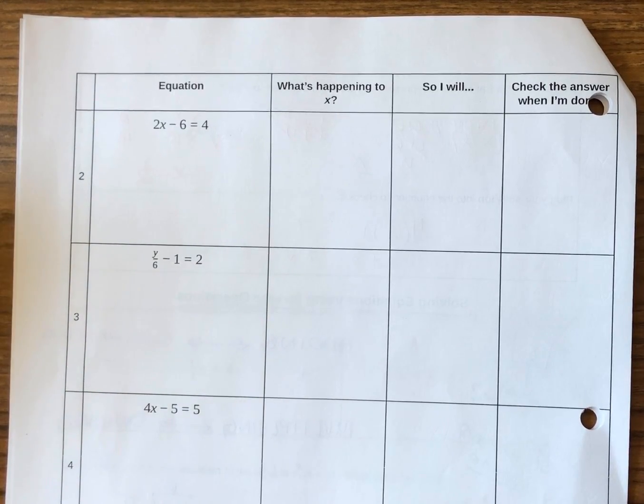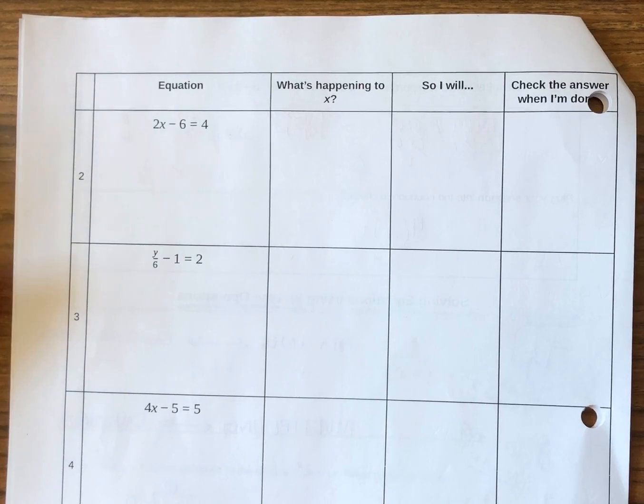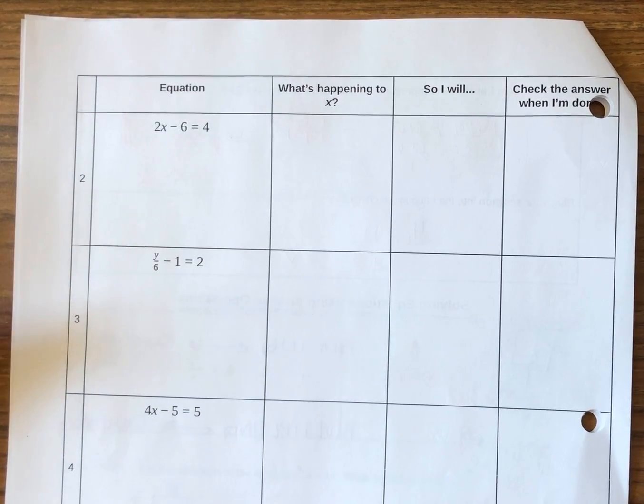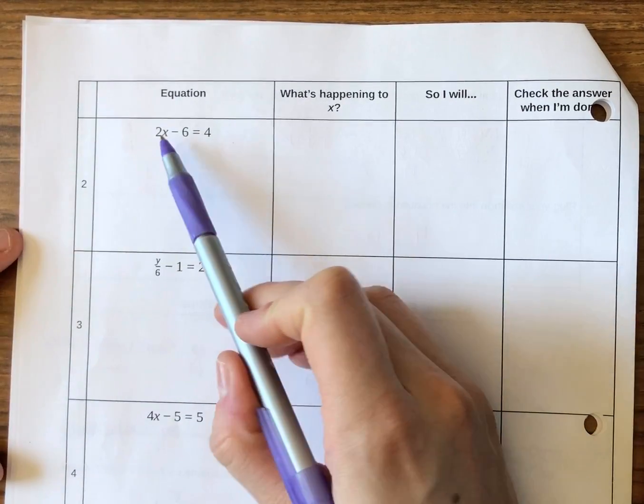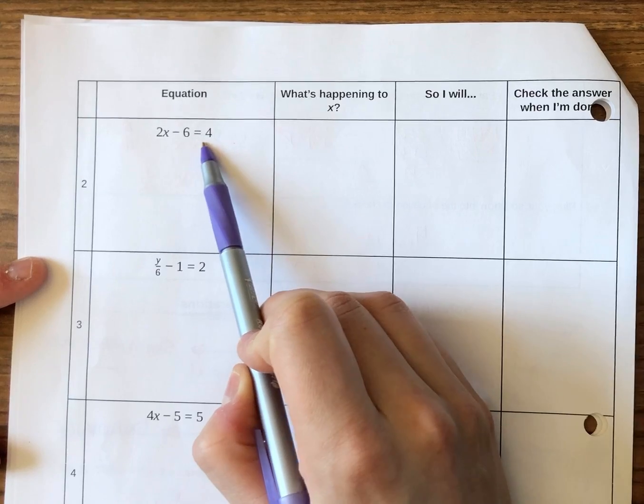Welcome back to part 2 of solving equations using inverse operations. We're going to do a few more examples together to make sure you really understand the process of solving equations this way. So the first equation we're looking at is 2x minus 6 equals 4.